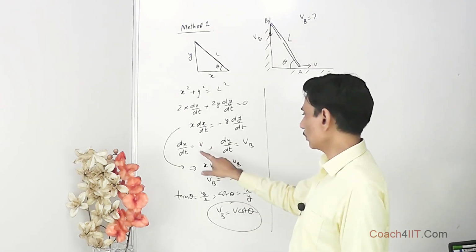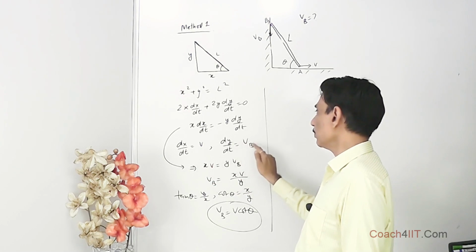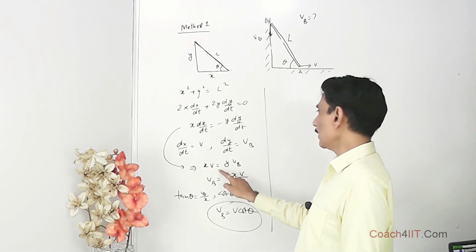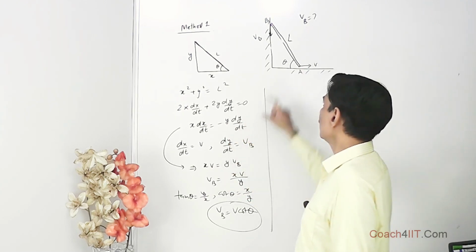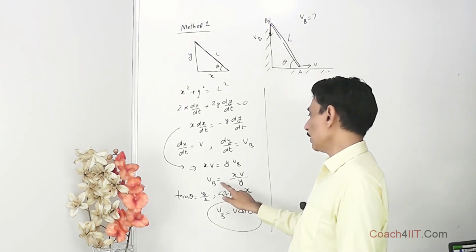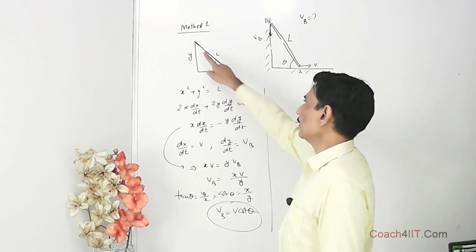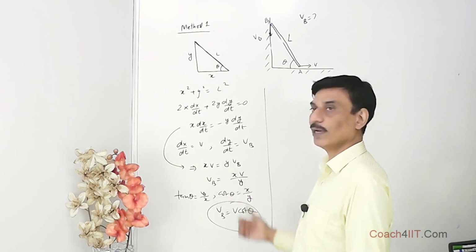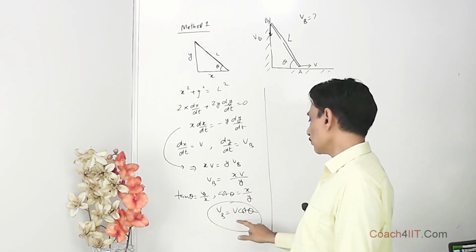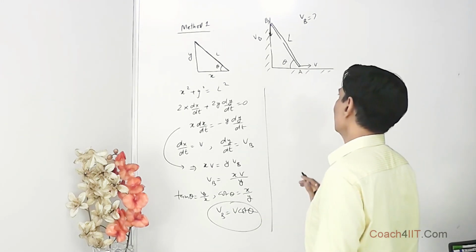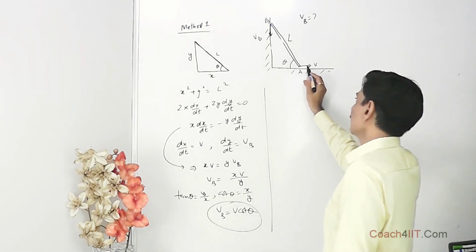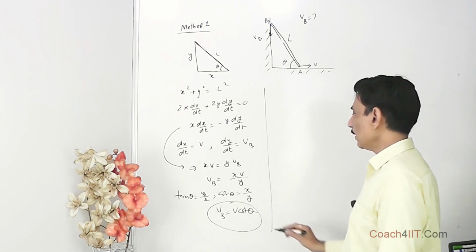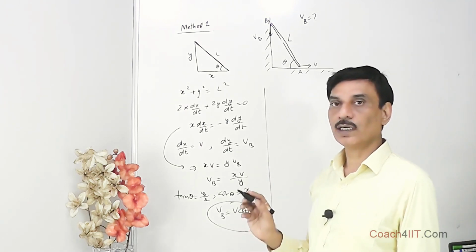So when we put the values of dx by dt as V and dy by dt as Vb in this equation, it comes out to be x into V equal to y into Vb. So Vb comes out to be x into V by y. Now in this right angle triangle, tan theta is equal to y by x, or cot theta is 1 by tan theta, that is x by y. So at this instant, if end A is moving with horizontal velocity V, then this end shall be moving with velocity Vb, that is V cot theta, in the vertical downward direction.